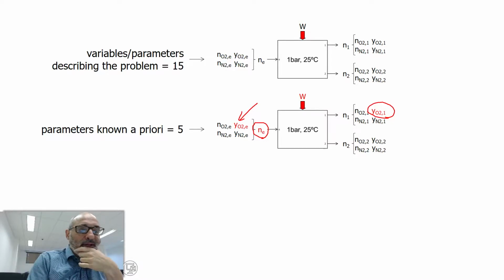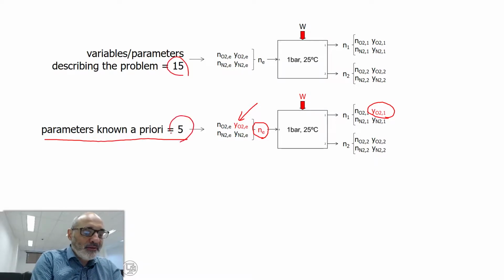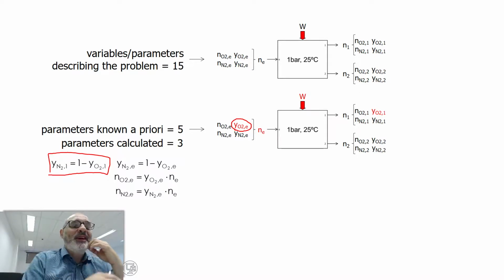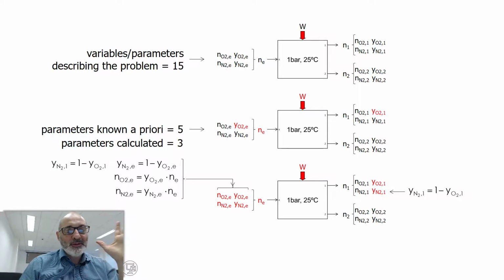Okay, so if I count this, I already know 5 from the 15. So I can eliminate this. As I was saying, I can also calculate some parameters, because if I know the concentration of oxygen in the air, I can calculate the concentration of nitrogen, at 1, 2, and at the entrance. So I have this possibility of calculating several other parameters, and I end up with this problem.